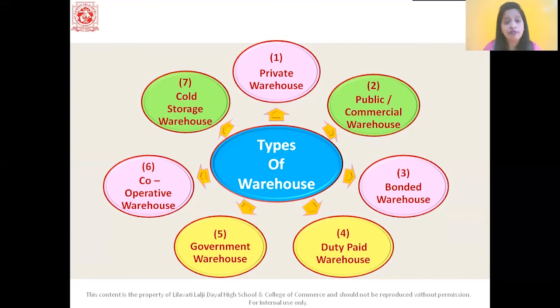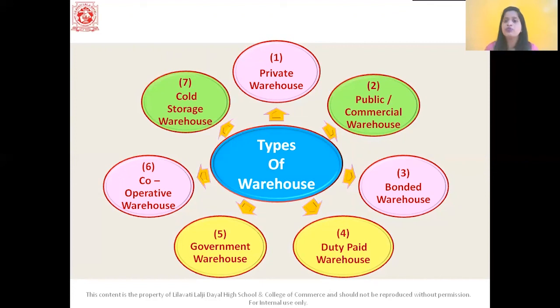Next one, we have government warehouse. They are owned, managed and controlled by the central and the state government, or even public authorities. Next is cooperative society warehouse. These are owned, managed and controlled by cooperative societies, and these warehouses charge a very economical rate. The last one is cold storage warehouse. It provides facilities for perishable commodities. What is perishable? That which gets spoiled very easily, like fruits, vegetables, any dairy products. So these can be stored in the cold storage warehouse.